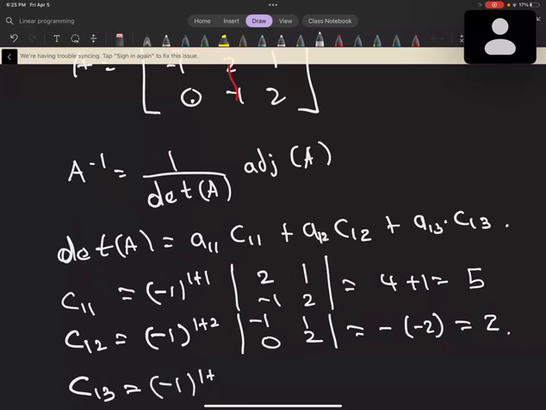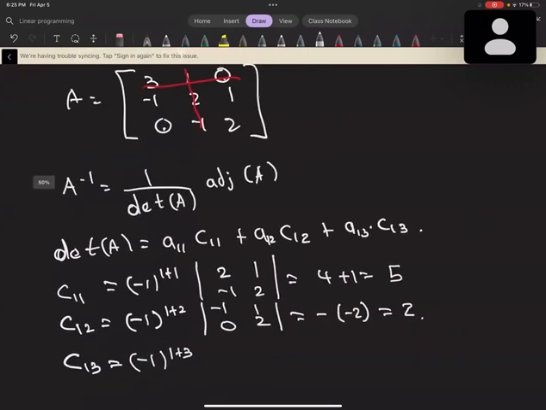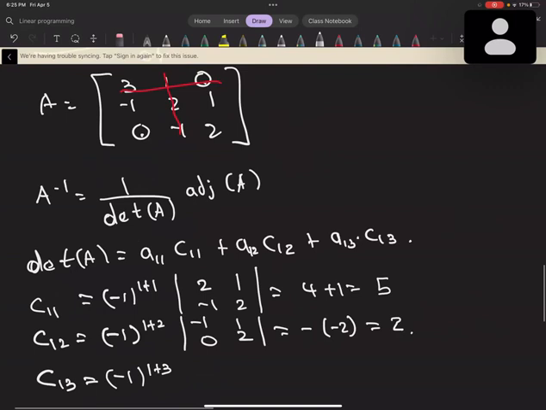Then I'm gonna do C13. Minus 1 to the 1 plus 3. And then I'm gonna choose the row 1, column 3. So that gives me a determinant of minus 1, 2, 0, minus 1. And that's minus 1 to the 4, which is 1. So that'll give me minus 1 times minus 1 is 1, minus 0, so it's just 1. C13 is 1.